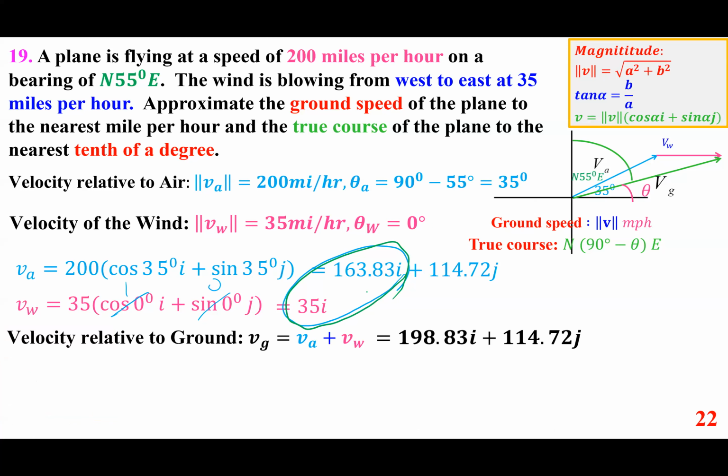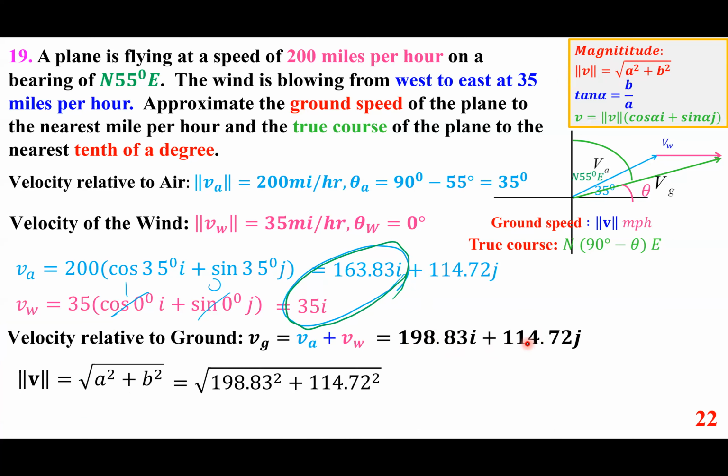How do you find the magnitude when you have the components? Square root of a squared plus b squared. Square this number, add them up and take a square root. Putting it into a calculator results in 230 miles per hour. So we have this one.